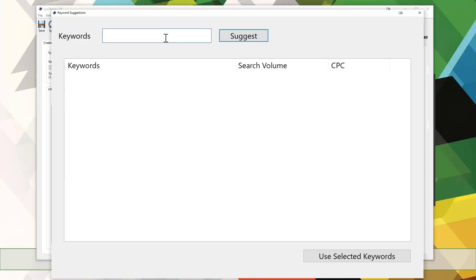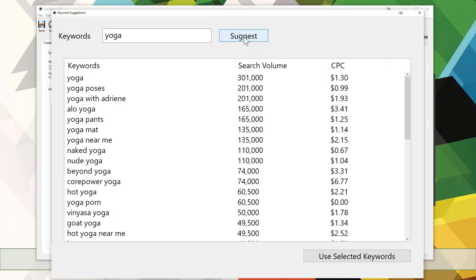I haven't put anything in, have I? Yes, they are. And that's why you get search volume and cost per click. So, yoga. Let's put yoga just to put something in there. So these are suggestions that come from Google, and you've got the search volume and the cost per click as well, to give you an indication.